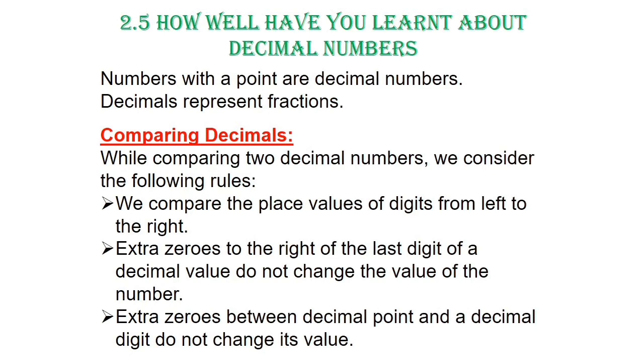While comparing two decimal numbers, we consider the following rules. First of all, we compare the place values of digits from left to the right. In case there are extra zeros to the right of the last digit of a decimal value, it does not change the value of the number. Extra zeros between the decimal point and a decimal digit do not change its value.